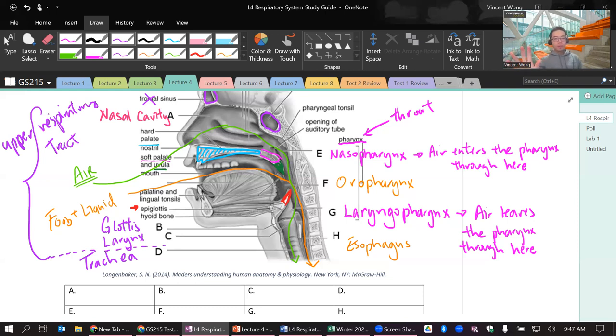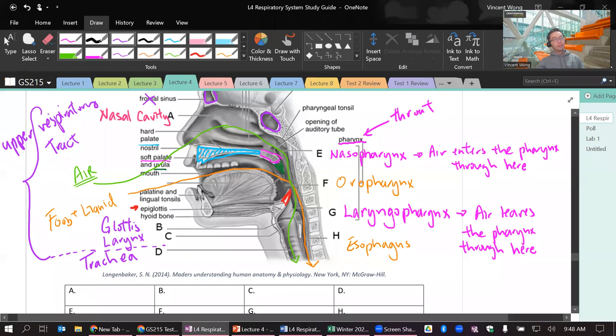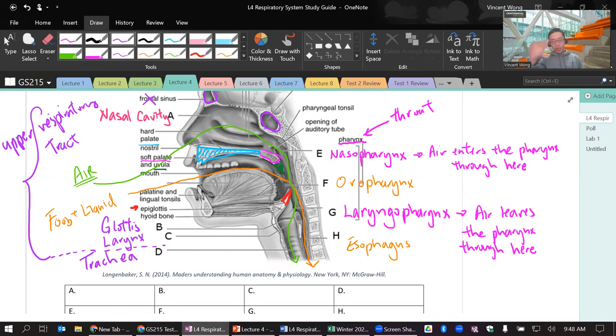Any question before we continue from here? It's a little bit messy here. I understand that. So if you need clarification, please do let me know. I just want to double check. The upper respiratory tract is above the trachea, yeah? Yes, so not including the trachea, yeah. Okay. All right, thank you.